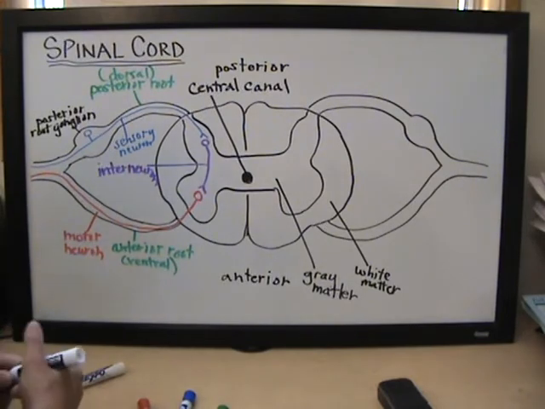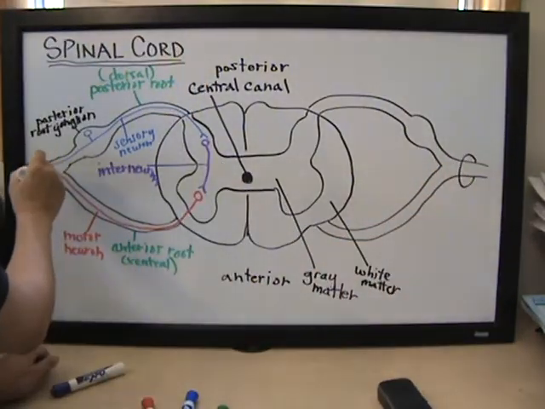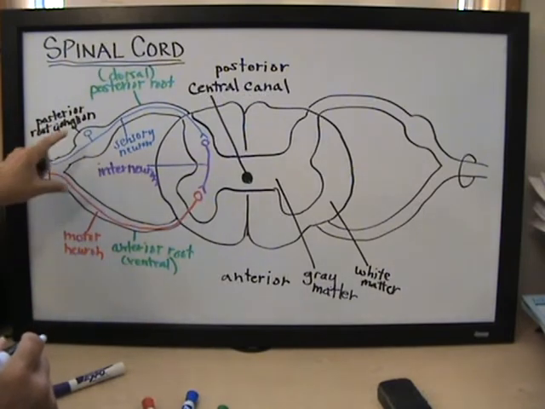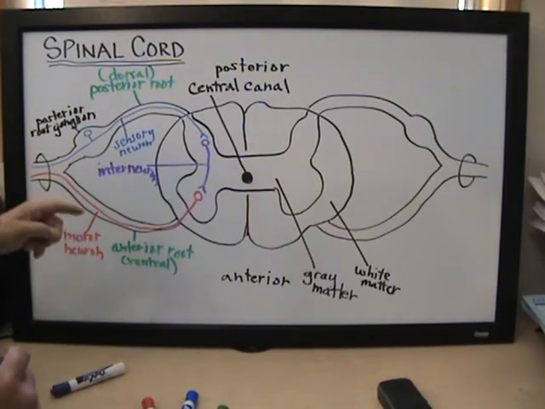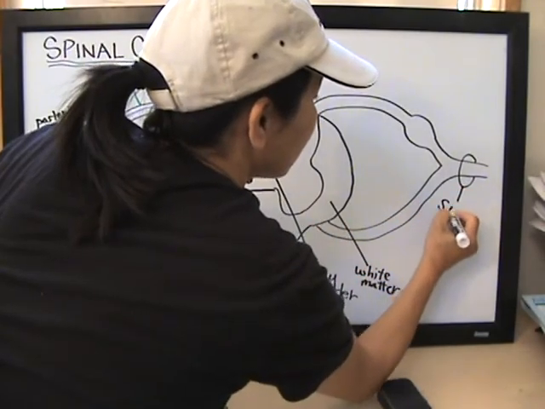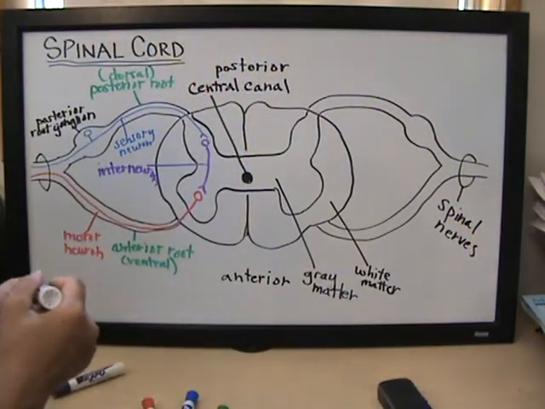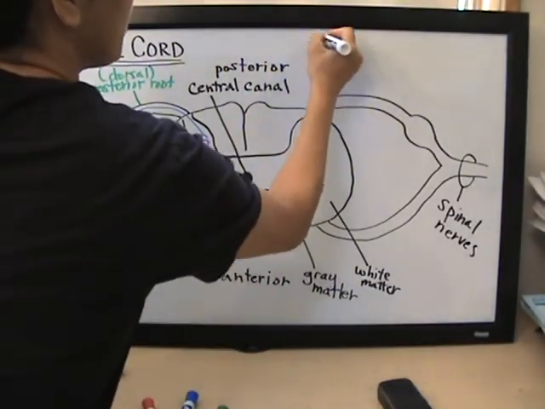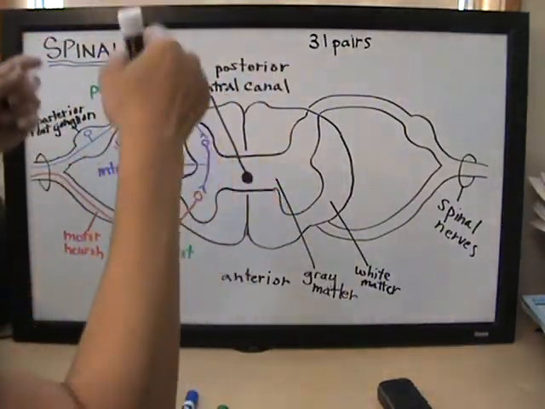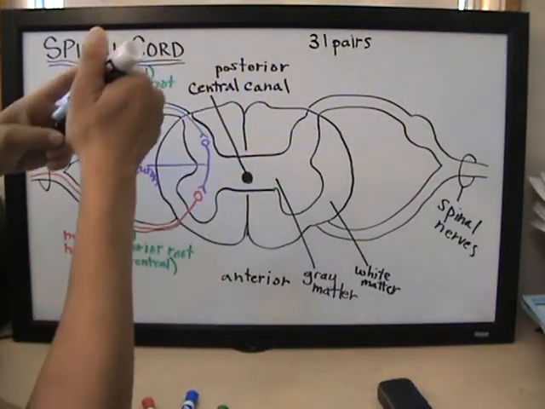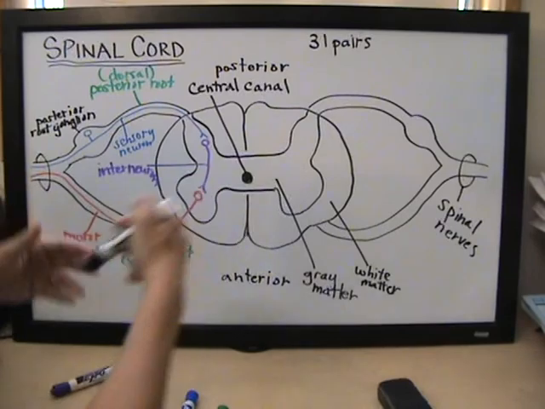The last thing is, I'm going to do it over here, we have this structure where the roots come together and where the motor and the sensory neurons pass through. These are called the spinal nerves. Remember, we have 31 pairs of spinal nerves that exit through the little openings on the side called intervertebral foramen. We have those spaces that allow information to enter and exit.